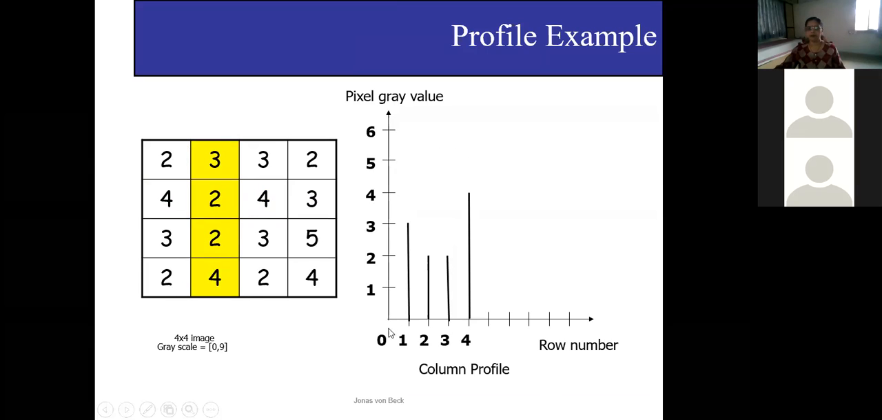So here there are 4 rows. So you have first, second, third, fourth row number. So here you have 4 numbers, and corresponding to each row number, we have a particular pixel amplitude. So the first pixel value is 3, then 2, 2, and last is 4. So this is a very simple concept. Hope it is clear to all. Okay.